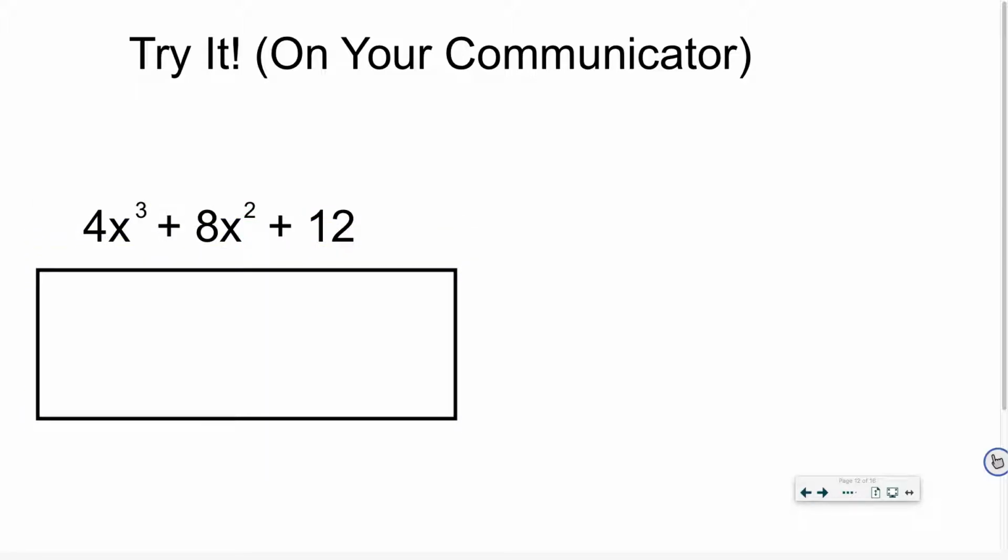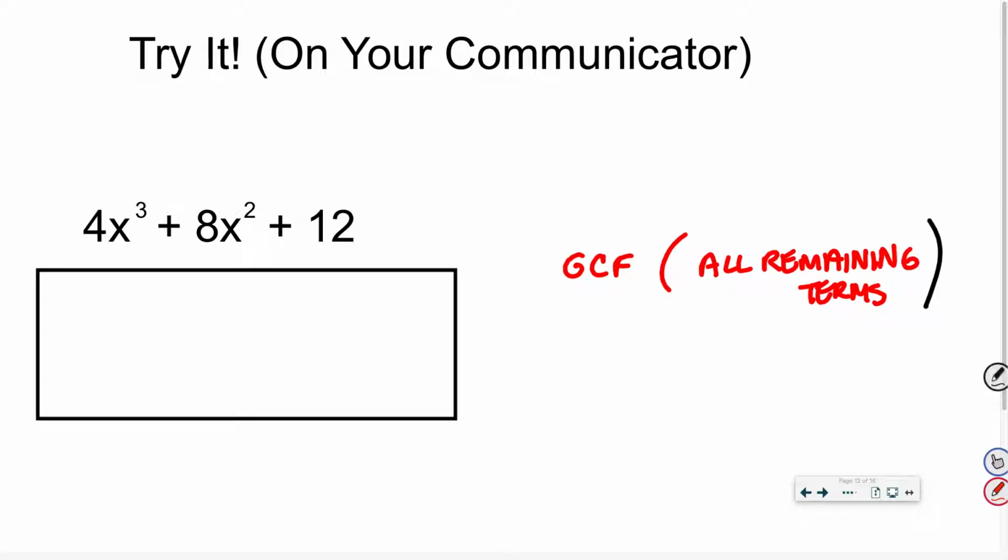So let's fully factor, which means if you are fully factoring, you are finding the greatest common factor and all remaining terms. For this expression, 4x cubed plus 8x squared plus 12. You can work on this together. You don't have to be in silence.